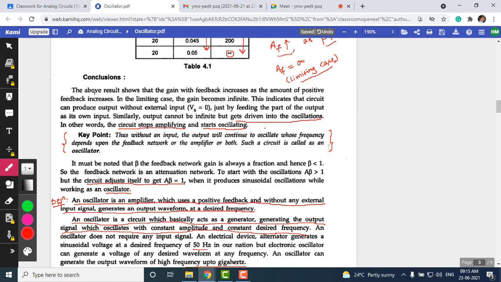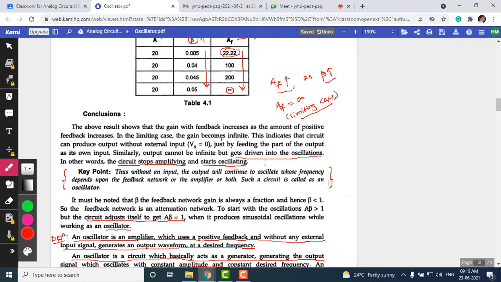The above result shows that the gain with feedback increases as the amount of positive feedback increases. In the limiting case, the gain becomes infinite. This indicates that the circuit can produce output without an external input Vs. So, this is the limiting case we are talking about. This shows that the circuit produces an output without even applying an input.